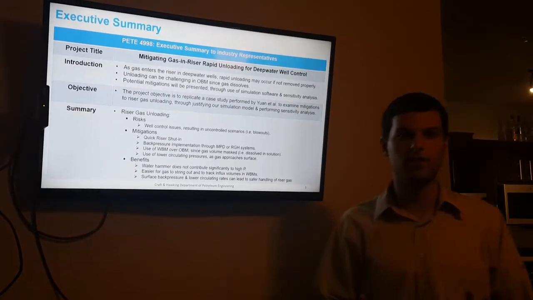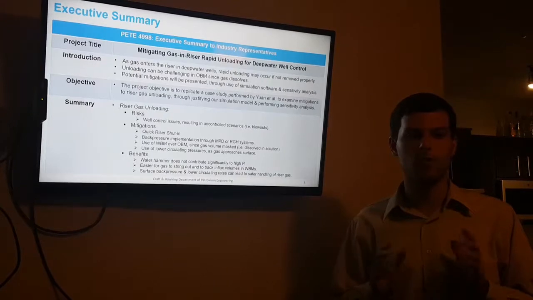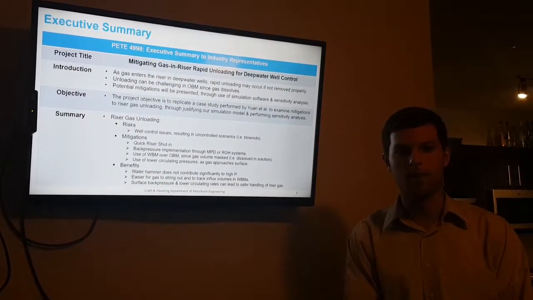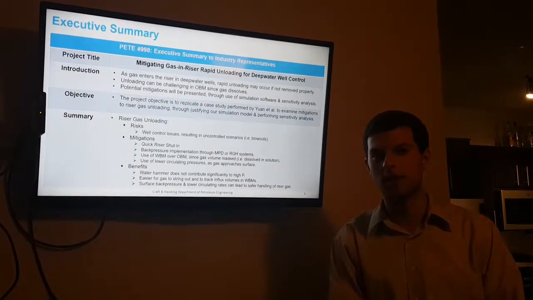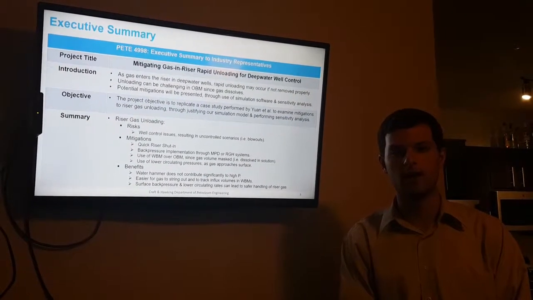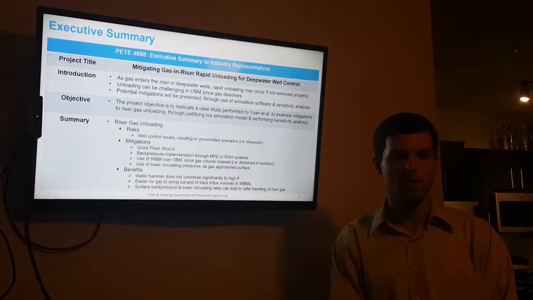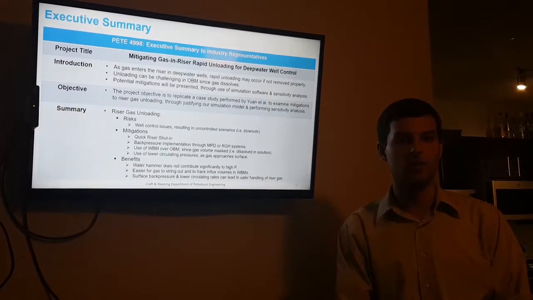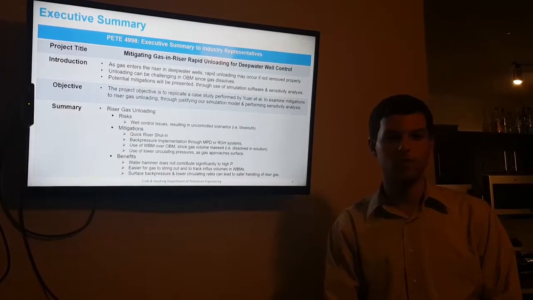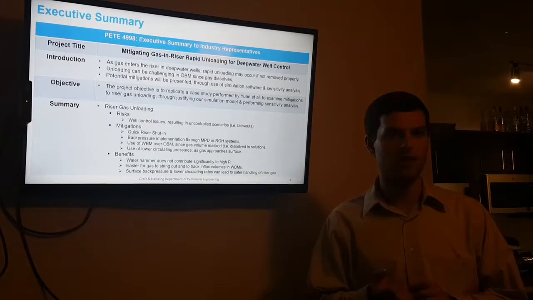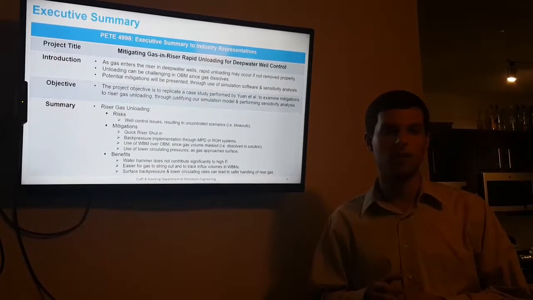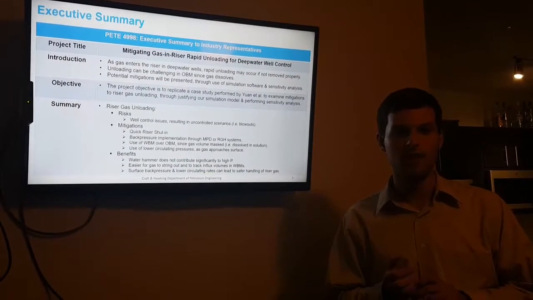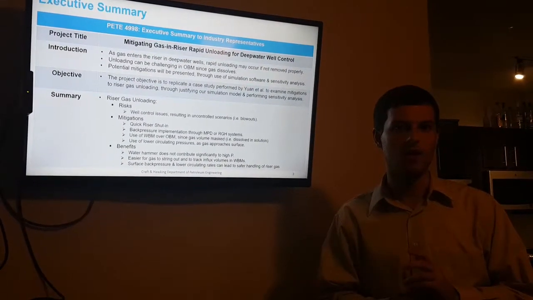So the introduction associated with our project is looking at the risk associated with riser gas rapid unloading if gas is not removed properly. And this is especially challenging for oil-based muds in which the gas is dissolved in solution. And the objective of our project is looking to simulation software to examine mitigations to riser gas unloading and coming up with a simulation model which we will test with this case study and then perform sensitivity analyses of parameters of interest.